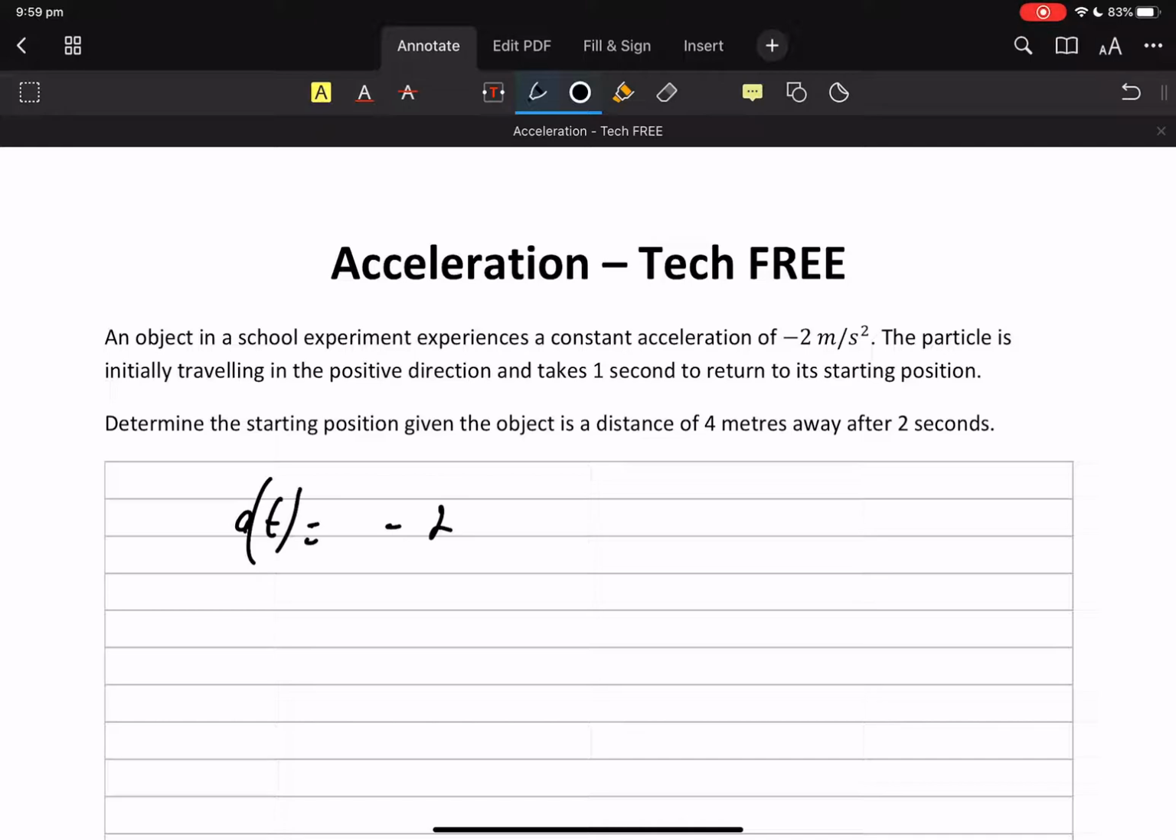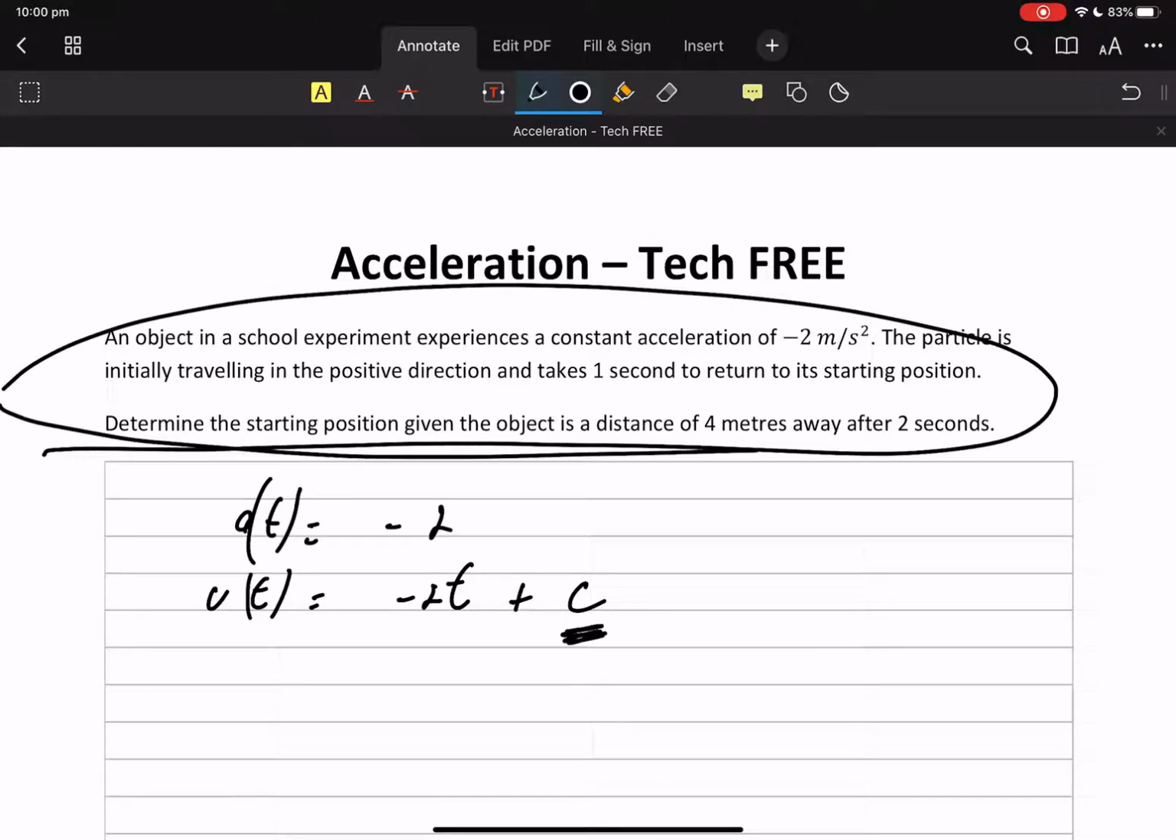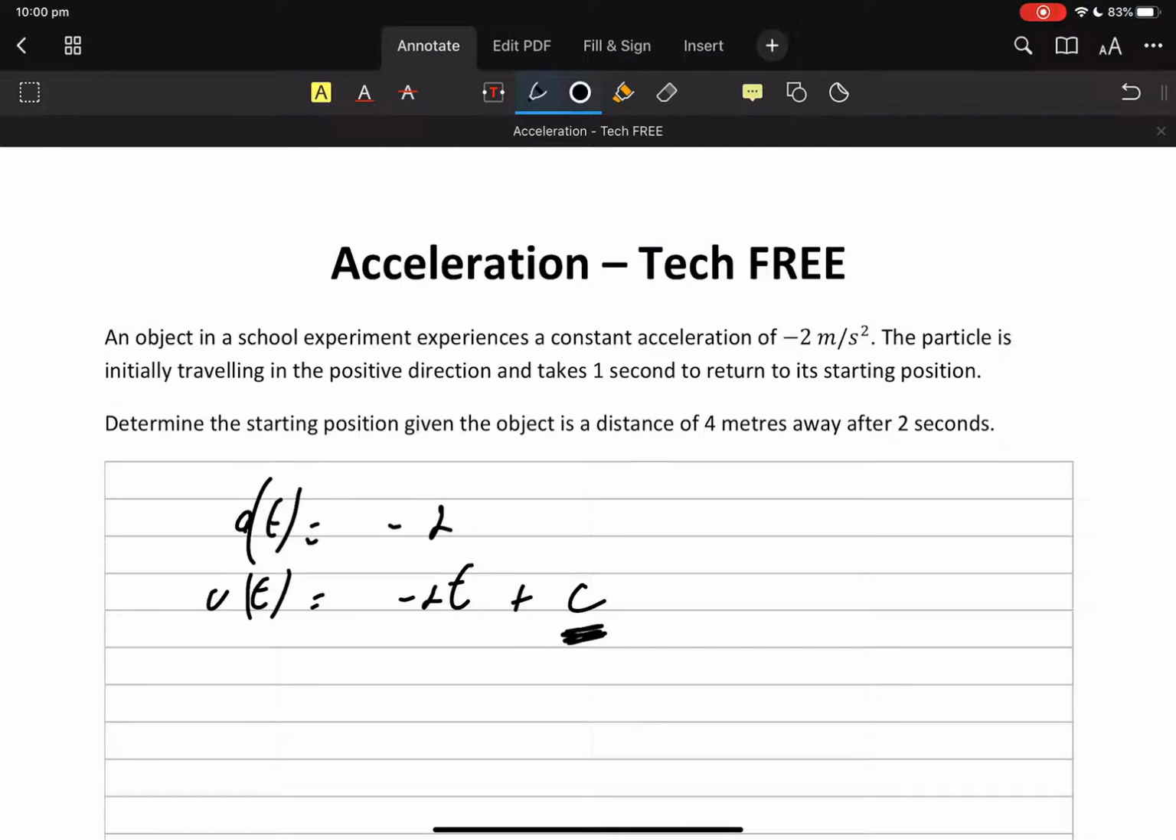Okay, let's just head into velocity. So that's going to be -2. We're going to integrate acceleration and get velocity. Usually this is where we'd find a C. We would use a hint in the question, but there is absolutely no information about velocity whatsoever in the question. So we're forced to go, oh, let's just keep going.